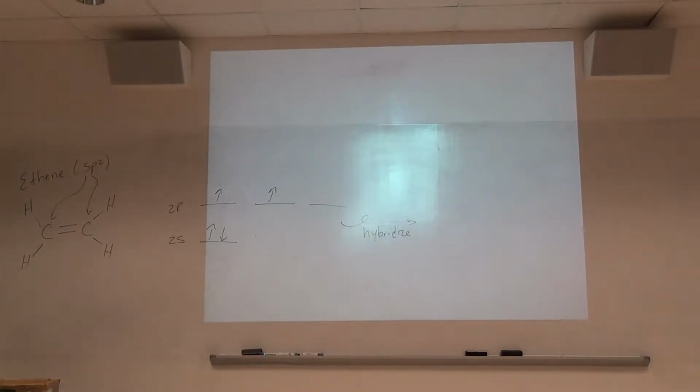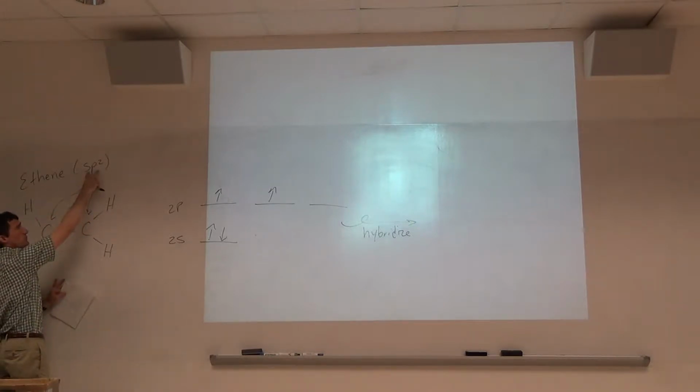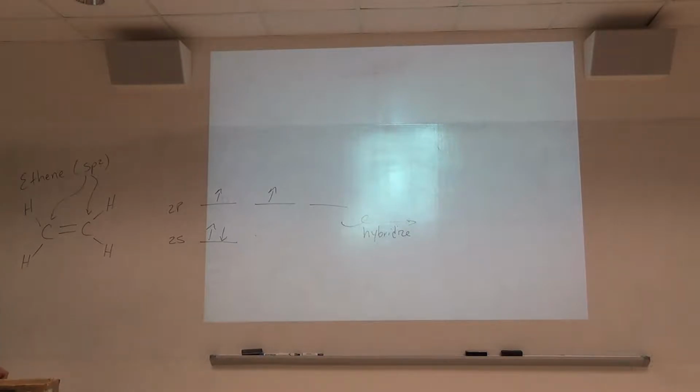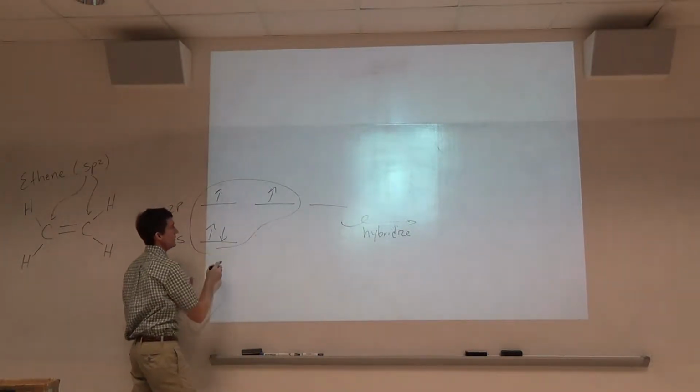With methane, how many did we have around the carbon? 4. 4 regions is tetrahedral, unless we say it's an exception. 3 regions is what? sp2. So that's a starting point. We want sp2. Well, what is sp2? That means what went into the blender? 1 s, and how many p's? 2. So 1 s and 2 p's.